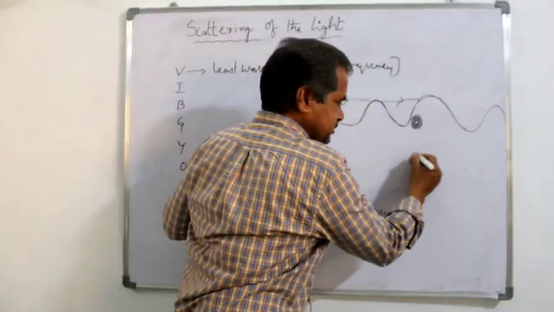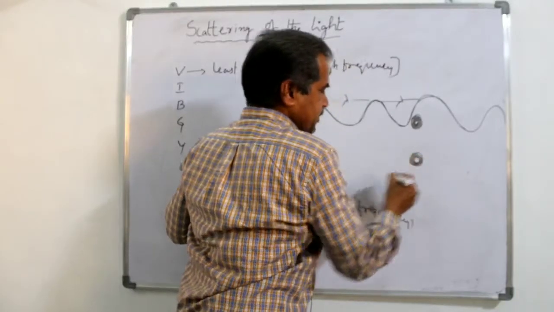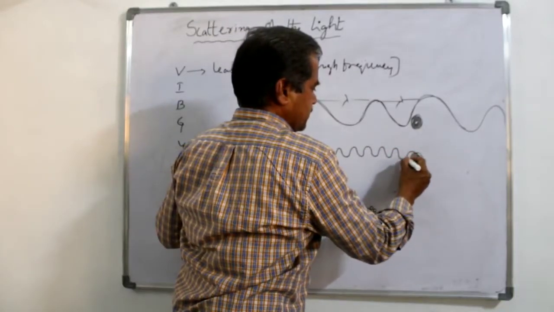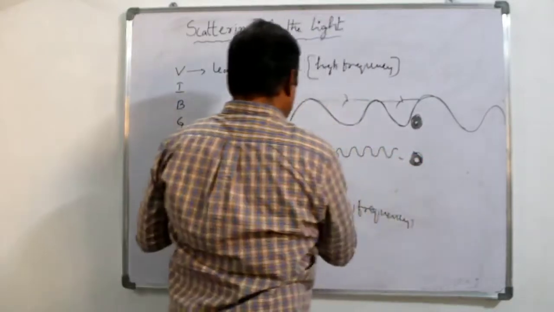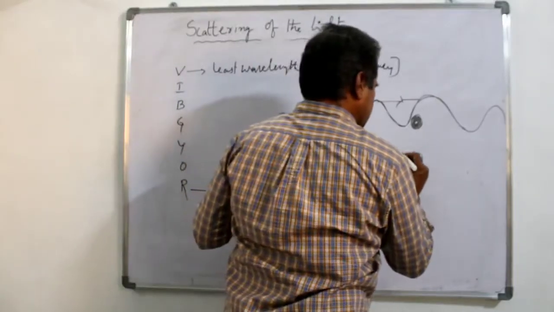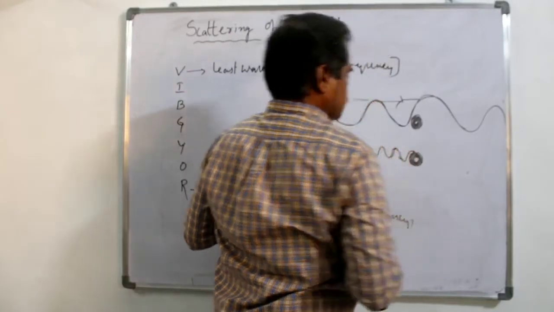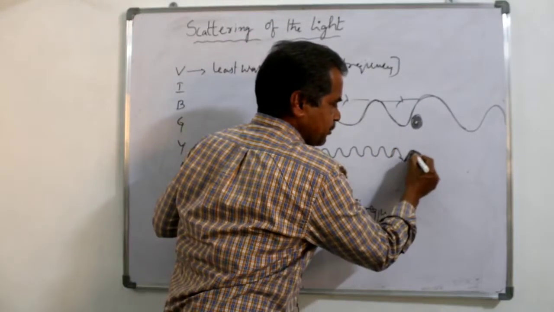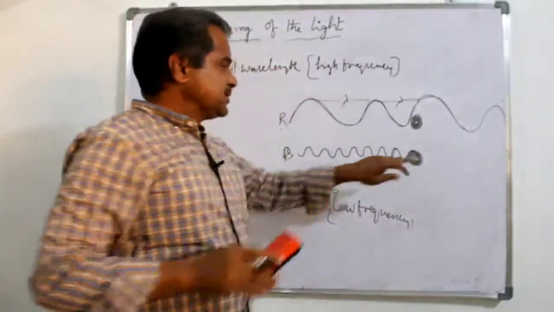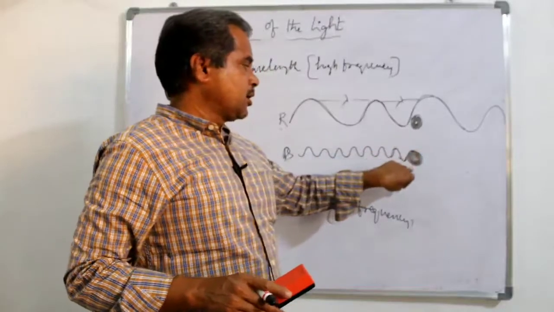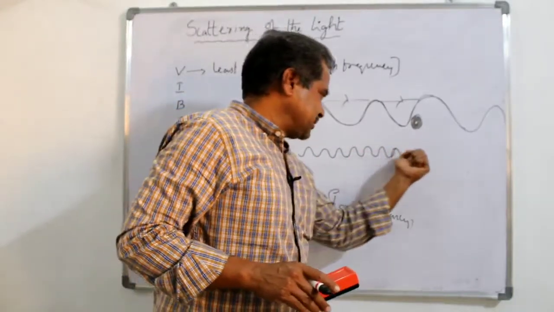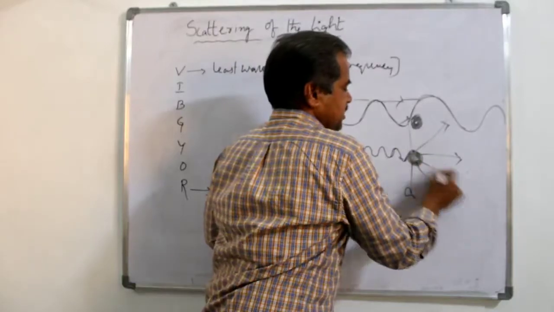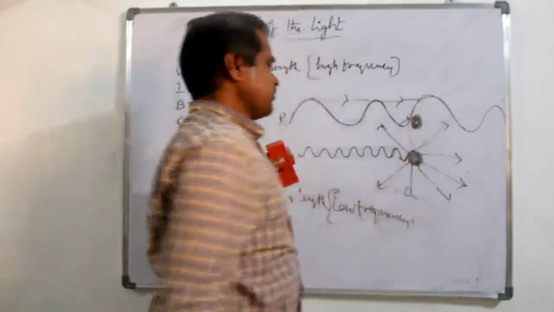For example, if you take the same size particle and incident a blue colored light ray, what happens? The wavelength of the blue color is very low, so the wavelength of the blue light ray is comparable to the size of the particle. So this particle, molecule or atom of the medium absorbs some energy from this ray and emits it in all directions. This is the scattering phenomenon.